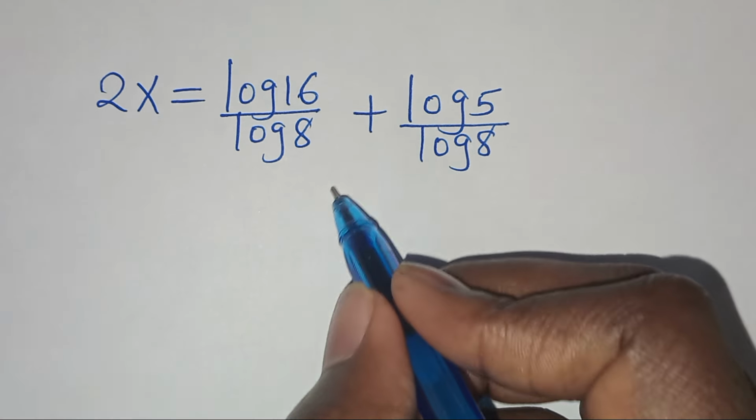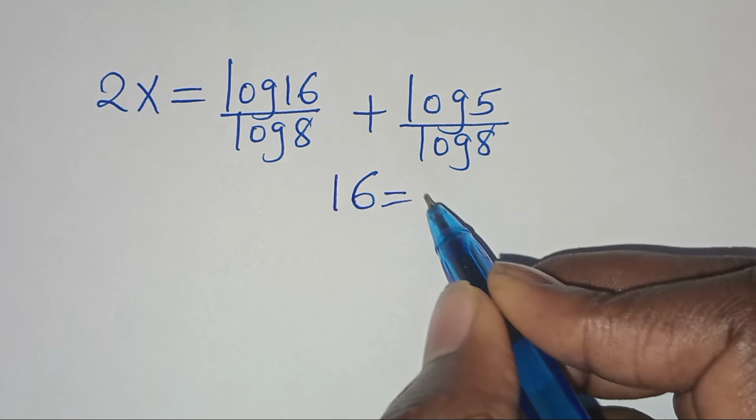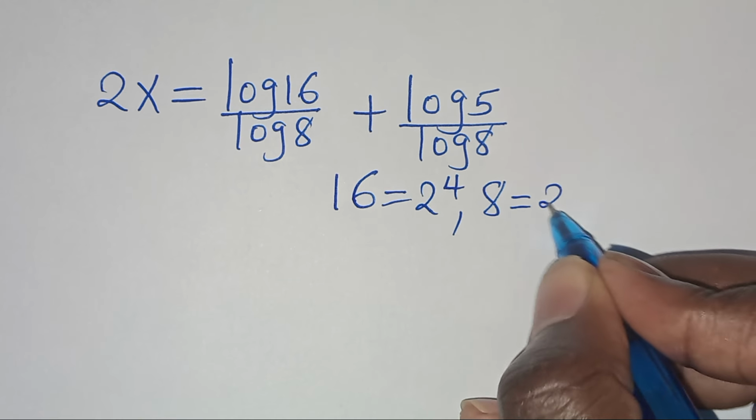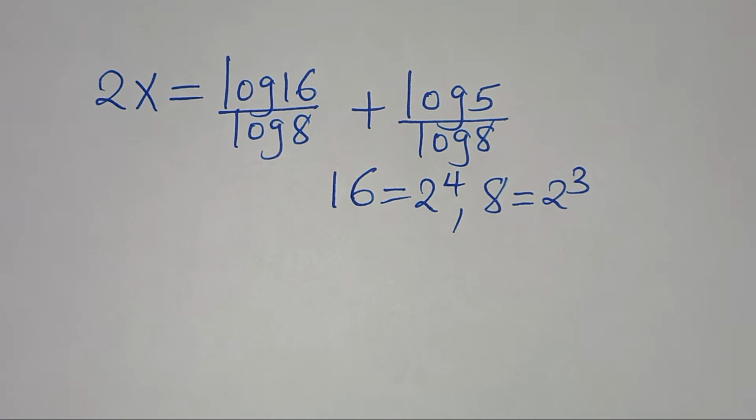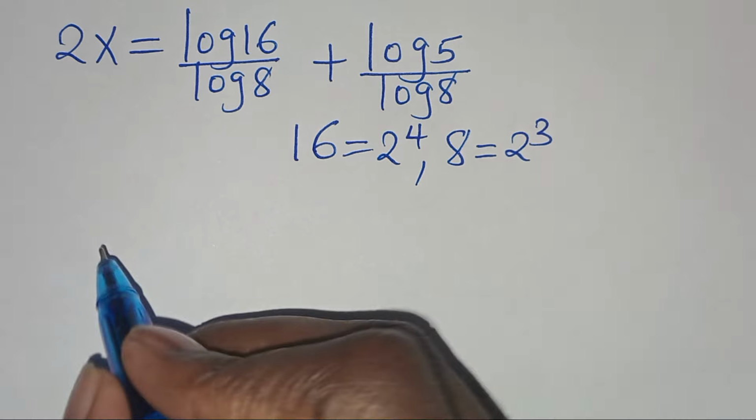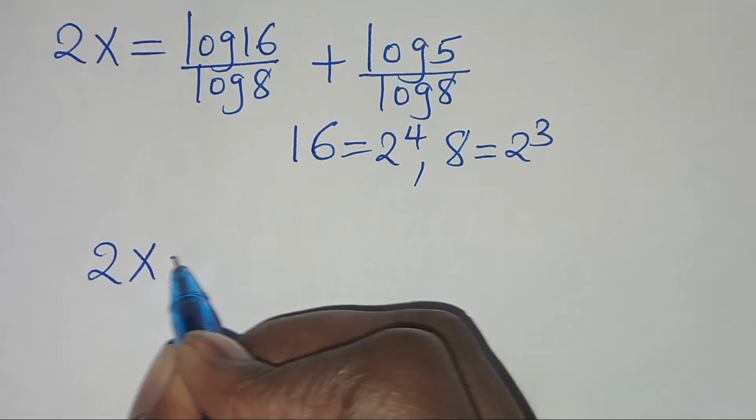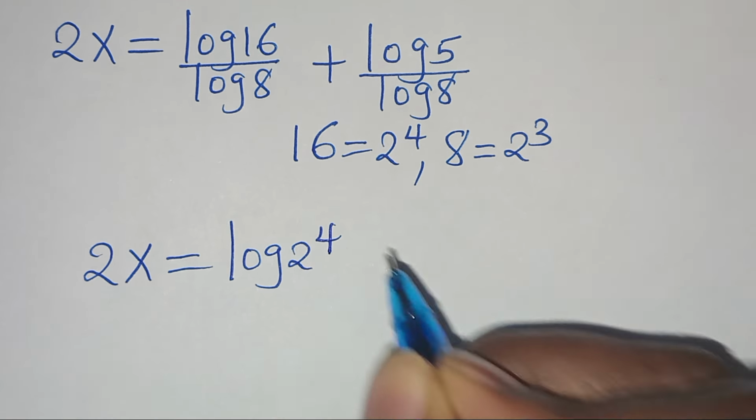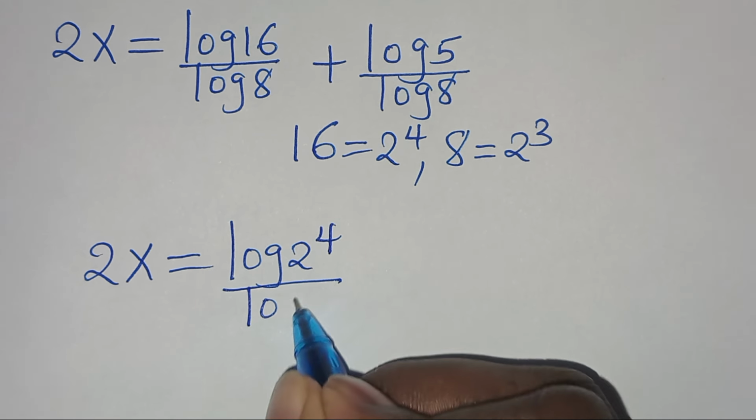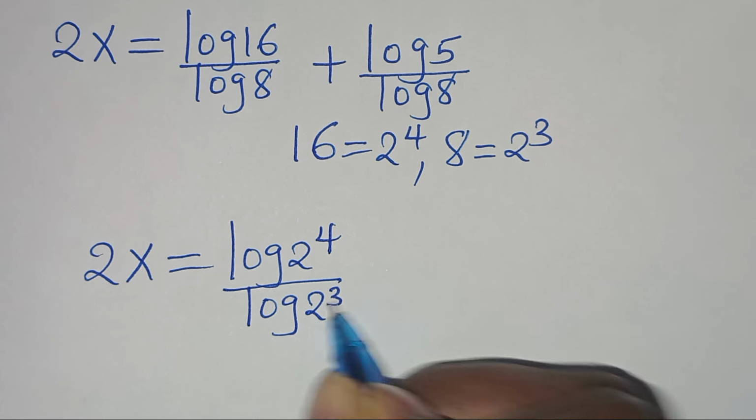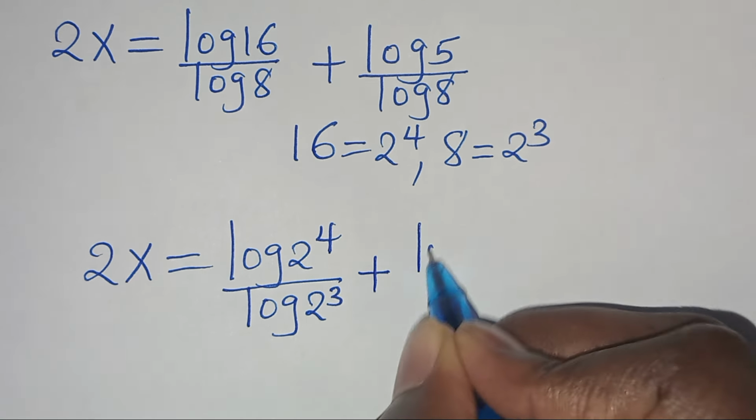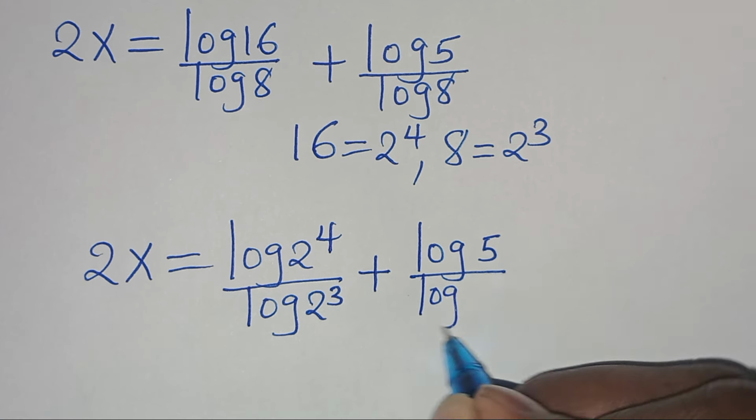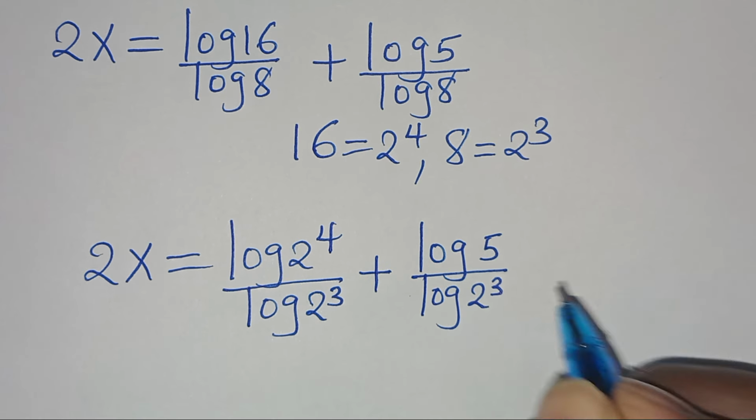Now we can express 16 basically as 2 to the power of 4, and we can express 8 as 2 to the power of 3. Substituting this, we have 2x. This is equal to log 2 to the power of 4 divided by log 2 to the power of 3, then plus log 5 divided by log 2 to the power of 3.